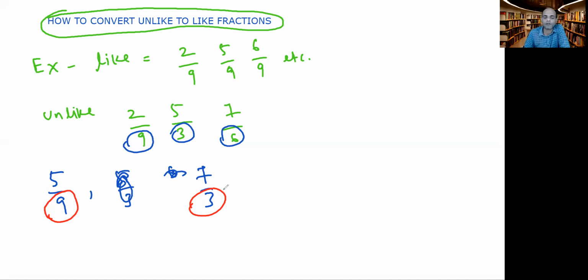Right. Now what we will do? Look, we can multiply 3 in the numerator and also in the denominator. Then how much will you get? This is 21 by 9. Now clear? So 5 by 9 and 21 by 9 are like fractions. You see, during simplification we have read 7 by 3 is equal to 21 by 9. But now 21 by 9 has become a like fraction, whereas 7 by 3 is not a like fraction of 5 by 9, though the value is same.